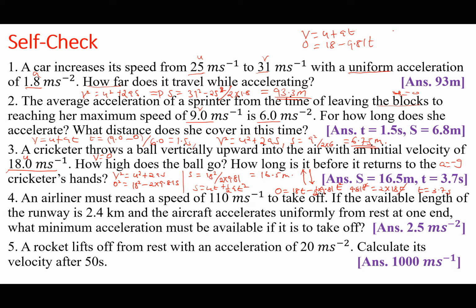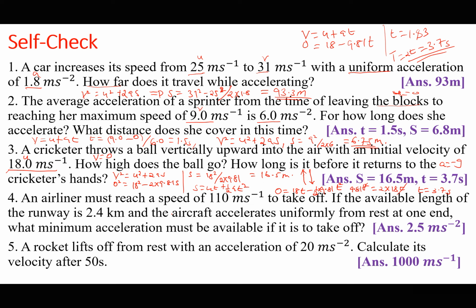9.81 times t. So I find my value for t as 18 divided by 9.81. So t is 1.83. That is just to reach the highest point. So the total time going and coming back is going to be twice t, because it goes 1.83 seconds upwards, 1.83 seconds downwards. So the total is 2 times that, which is still 3.7 seconds. So any formula can find that.